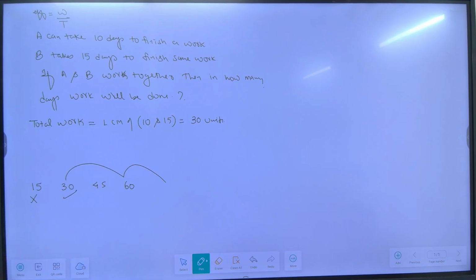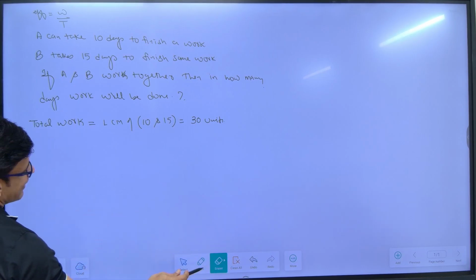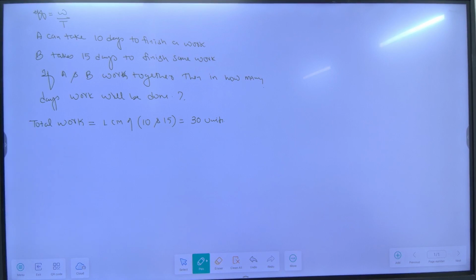So LCM means, remove the L and it becomes CM, common multiple. तेरी भाषा में तेरे आंसर. HCF is also there, no? Highest common वो भी पढ़ेंगे उसके बारे में. Okay.